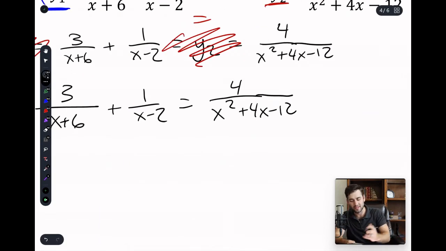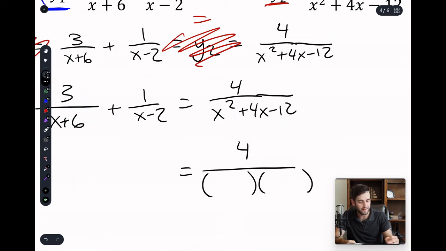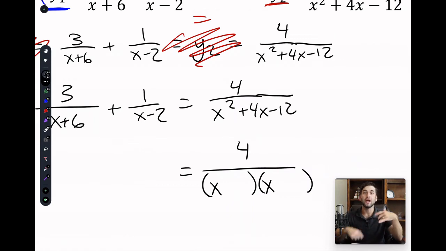But this one works out nice and easy. I'm going to look at this bottom right, and I'm going to rewrite it, and you've seen this before. I'm going to rewrite it as a couple parenthesis sets. I'm going to say, well, that very first term, I know what makes x squared, right? X and x make x squared. And then looking at the last term, I know what makes 12. What two things can we multiply to get 12? Well, we can multiply 1 and 12, 2 and 6, 4 and 3, and that's it.